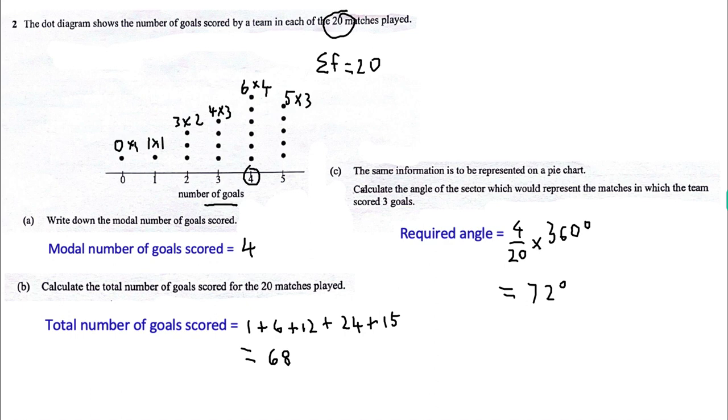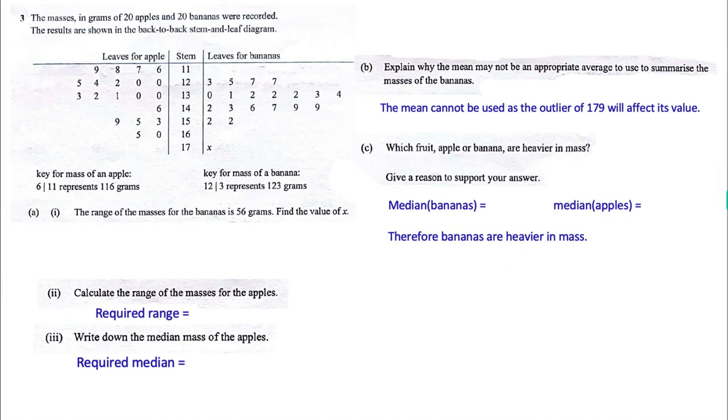Now we move on to the next question. In this question, we have a back-to-back stem and leaf diagram. Again, we note the total frequency for each. Total frequency for the apples, we have 20. And the total frequency for bananas is also 20. Now, it's very important to take note of the key and what it represents.